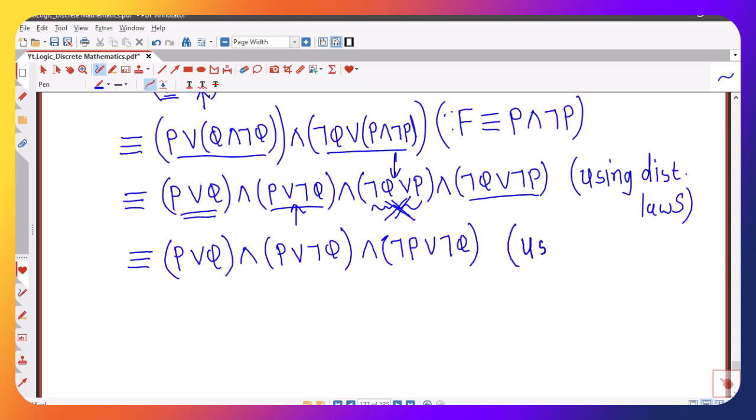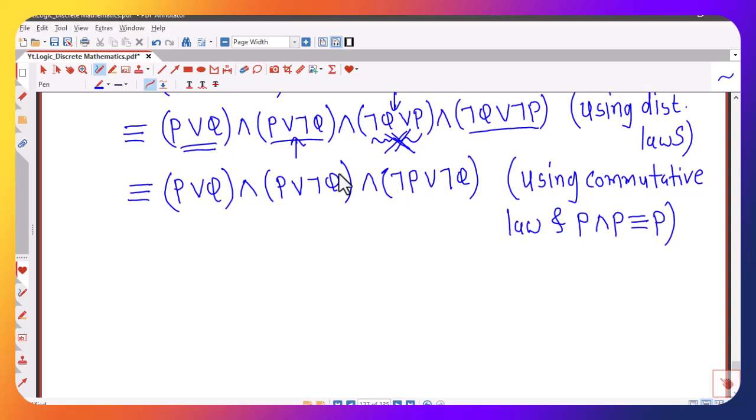So what I have used here, I have used commutative law. So here I will write using commutative law, and I have used this property also. P and P is logically equivalent to P. So using commutative law, I can write this negation Q or P as P or negation Q. So I will have P or negation Q and P or negation Q, that I can rewrite as P or negation Q. So there I have used this logical equivalence.